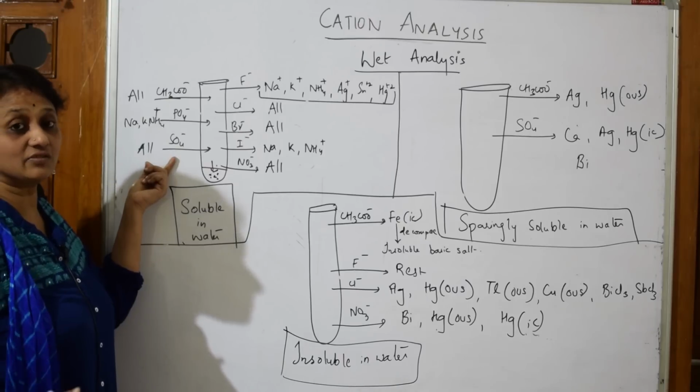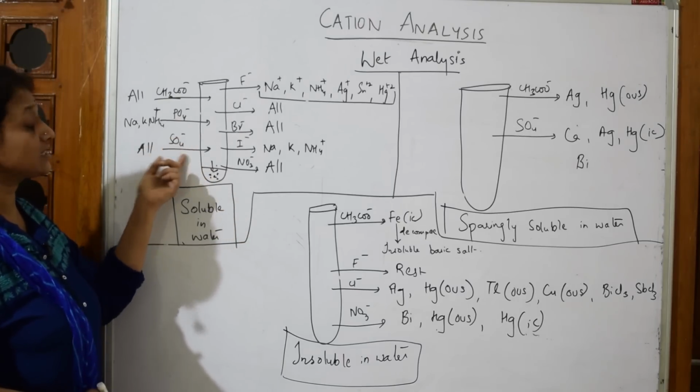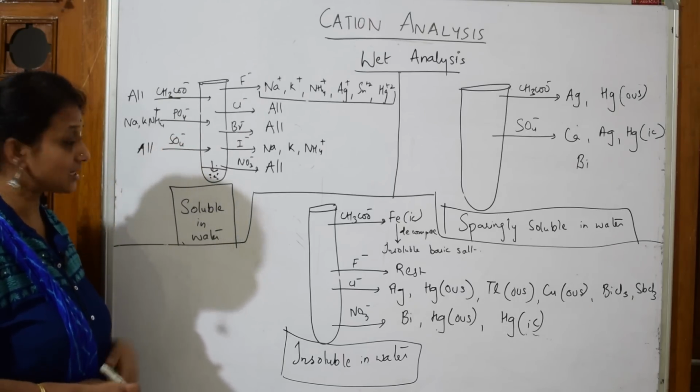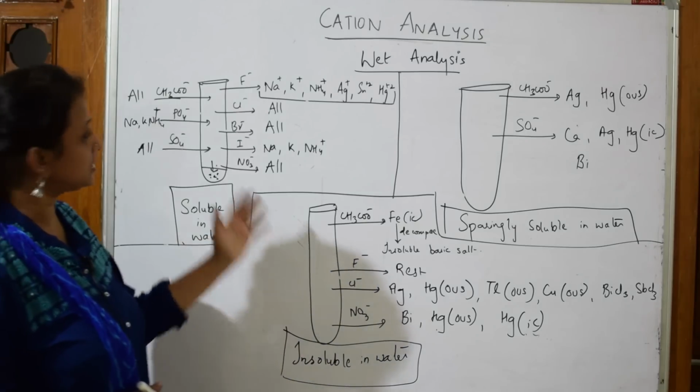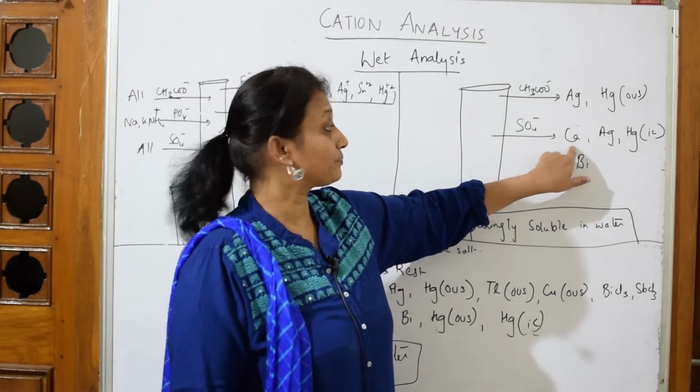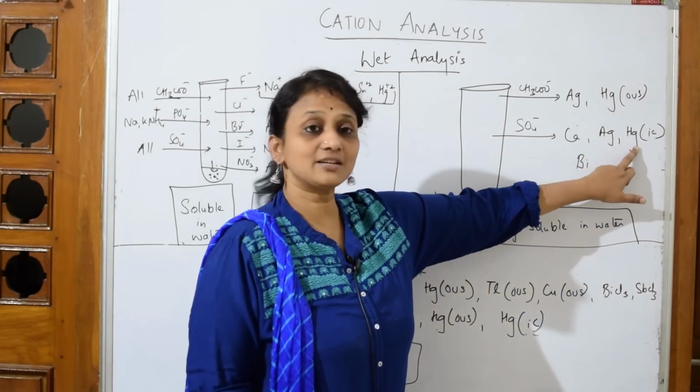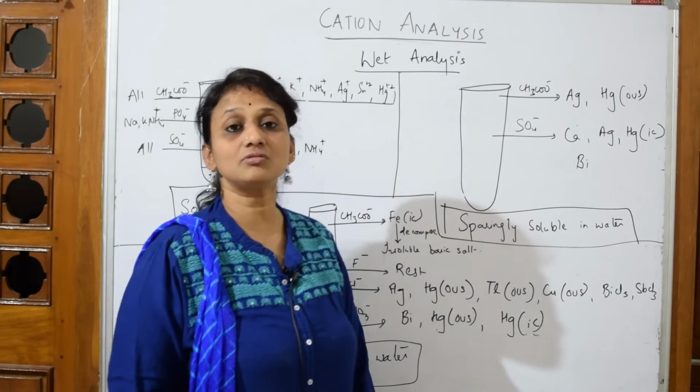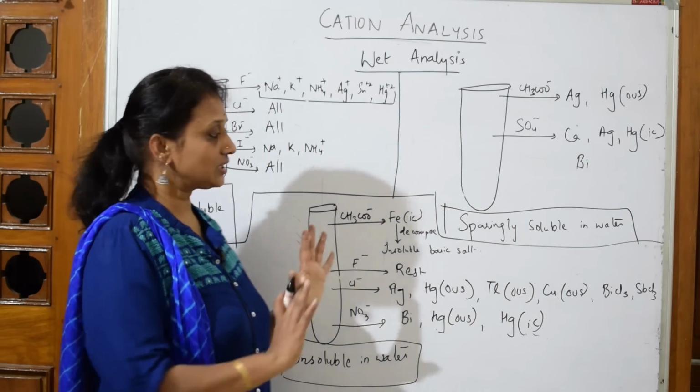Phosphates and sulfates will be tested with soda carbonate extract. Do we have any variation here? Yes, we have variation here. Salts like calcium sulfate, silver sulfate, mercuric sulfate, bismuth sulfate, all these are sparingly soluble. So I think you have got a clear idea.